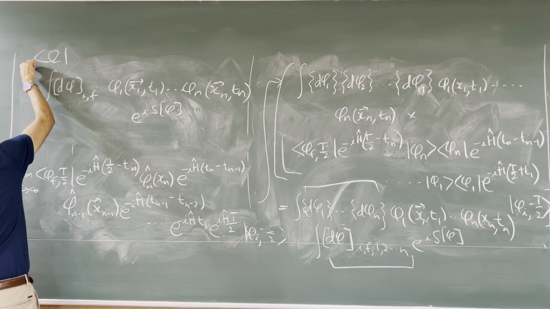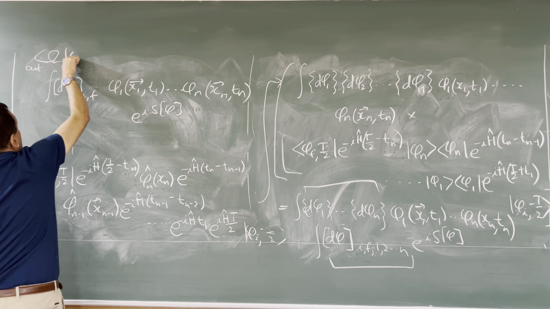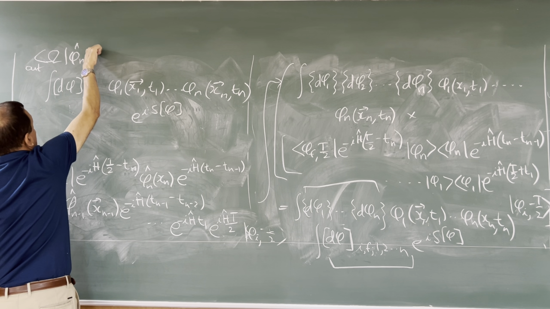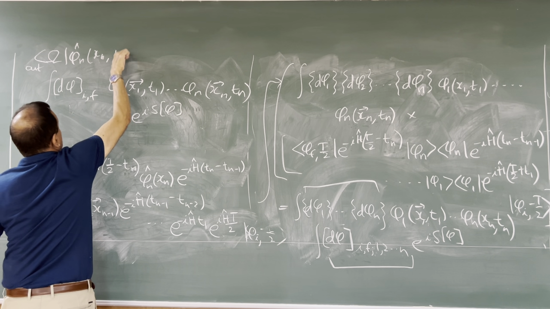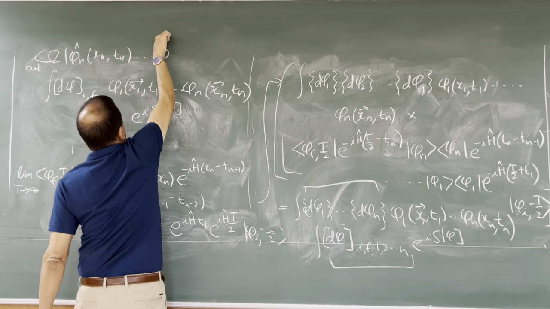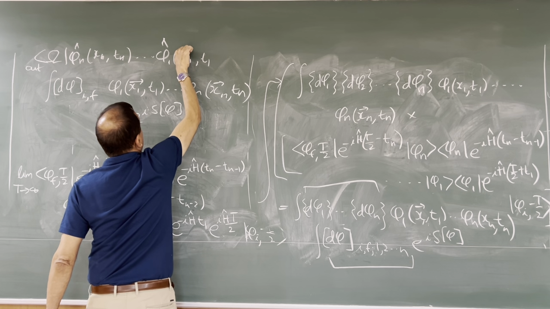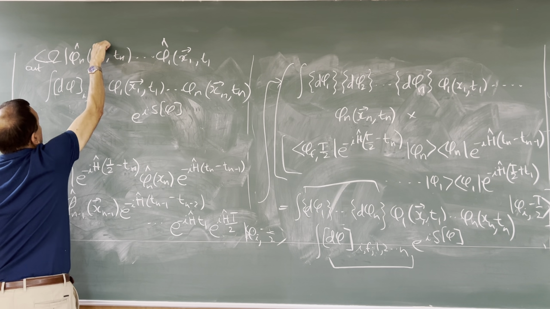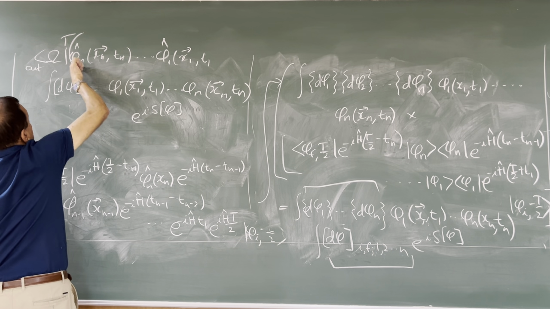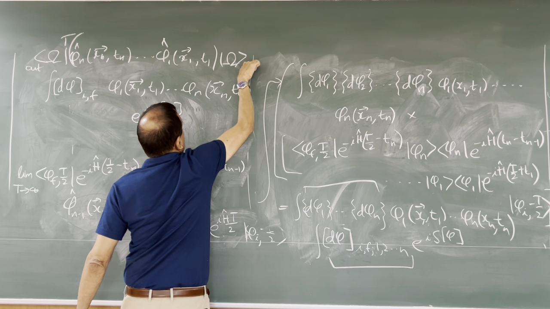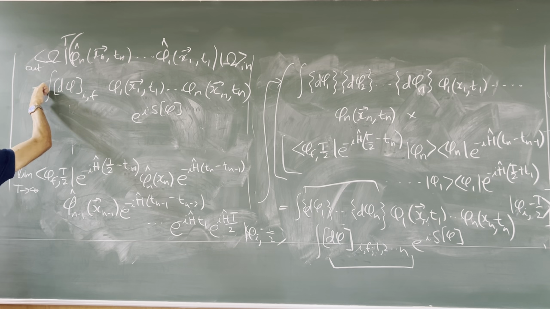the out vacuum, time ordered, phi hat n (xn, tn) ... phi hat 1 (x1, t1), with a T, I should put the time ordering here, though in this example it doesn't matter, is just equal to that.